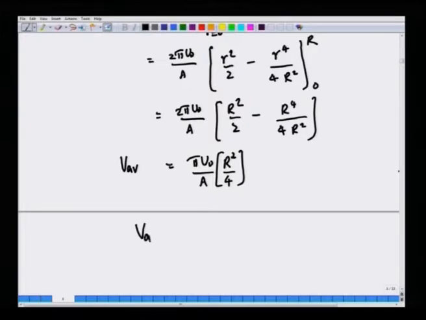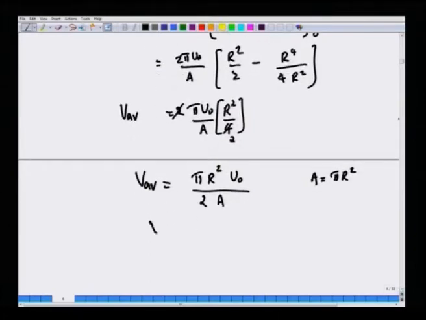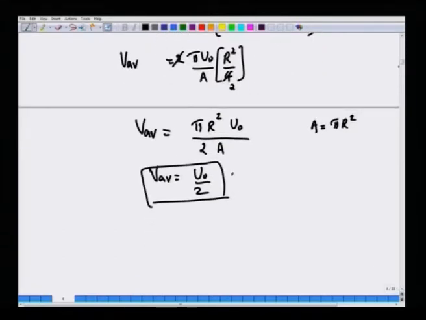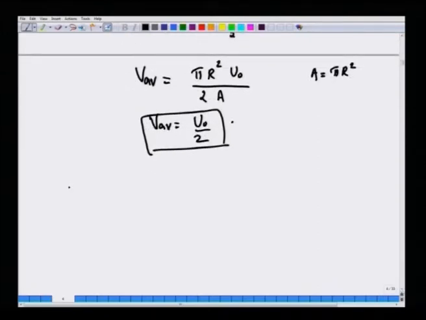So, V average is nothing but pi R squared u naught. Sorry, there is a factor of 2, so that 2 will cancel the factor of 2 here. That will give you pi R squared times u naught divided by 2A, but A is the area of the cross section of the pipe, so that is simply pi R squared. So, V average is u naught by 2. We have found that from the knowledge of the velocity profile for laminar flow in a pipe.